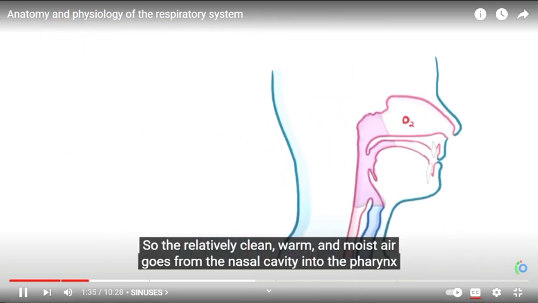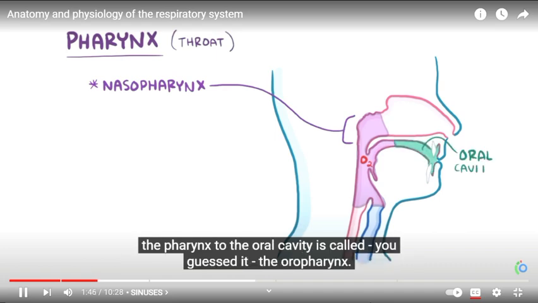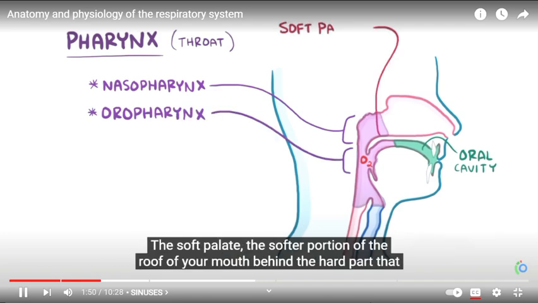So the relatively clean, warm, moist air goes from the nasal cavity into the pharynx or the throat. The region connecting the two is called the nasopharynx, and the part connecting the pharynx to the oral cavity, I guess you know what it should be called. It is called the oropharynx.